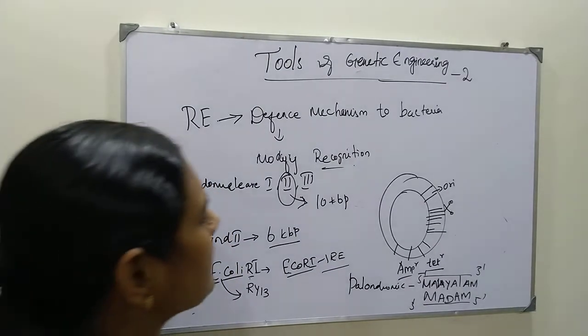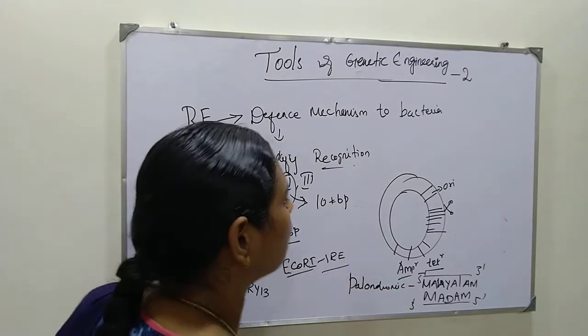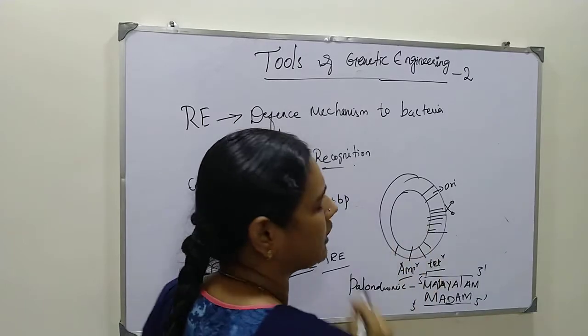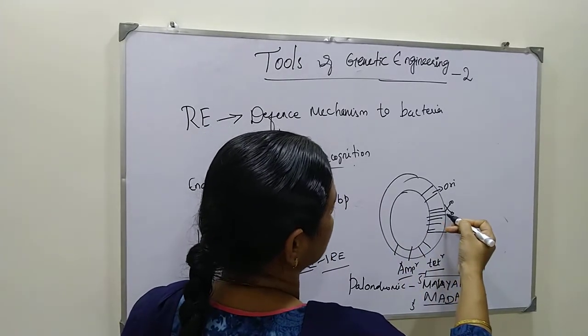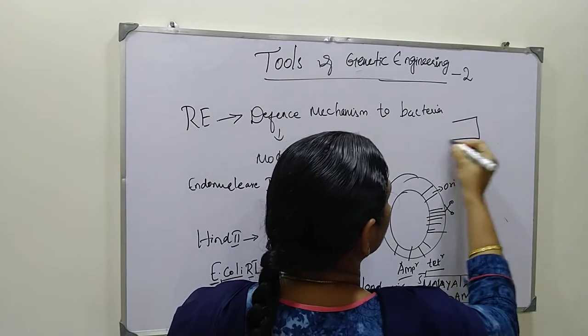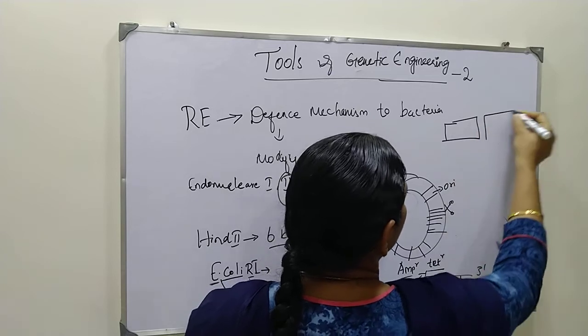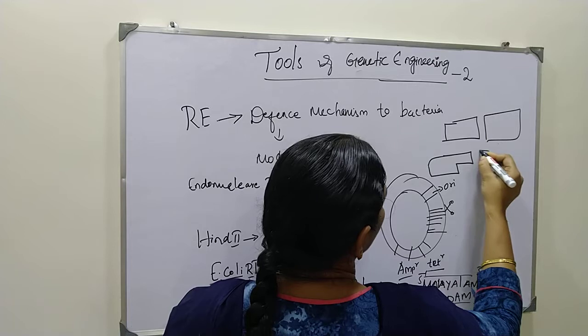This restriction enzyme will give different types of cuts. I told you it will cut at one particular site of the plasmid or the vector. This cutting site gives two types of cuts: one is called blunt end, and the other is called protruding end.